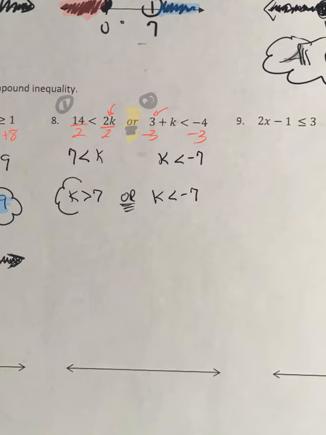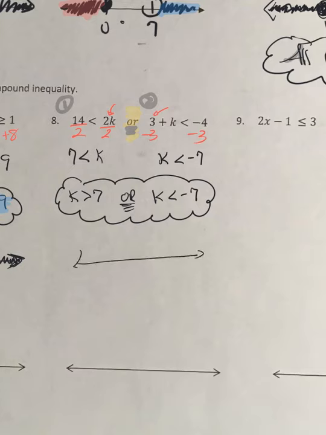So this is your final answer. You have to have the word or in your answer. And we need to graph it. So this is our algebraic answer. And this is our graphical answer.